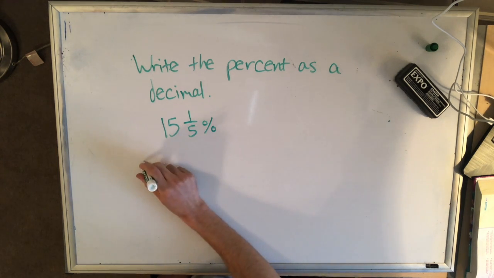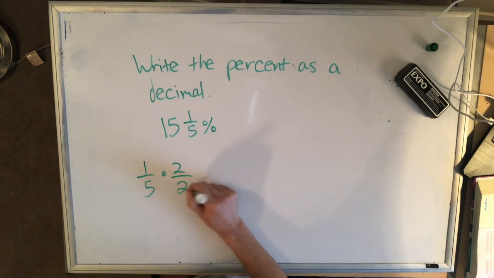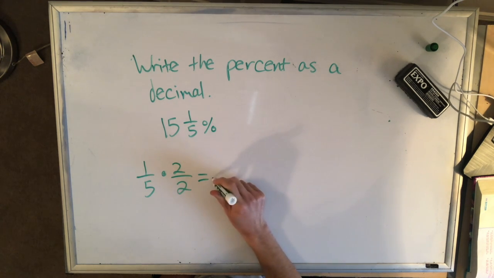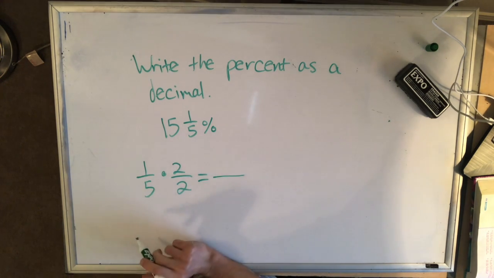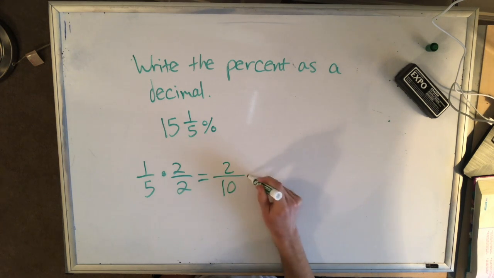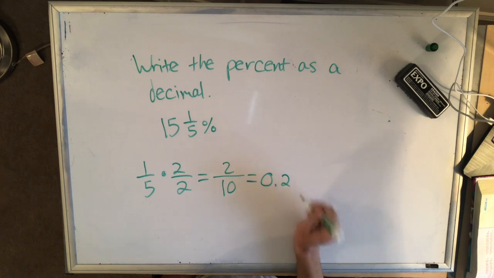Well, 1/5, if we multiply that by 2 over 2, which is the same thing as multiplying by 1 because 2 divided by 2 is 1 and multiplying by 1 does not change the value. So the resulting fraction is going to equal the original fraction 1/5. 1 times 2 is 2, 5 times 2 is 10. 2/10 is 0.2. You just put 2 in the first decimal place, the tenths place.